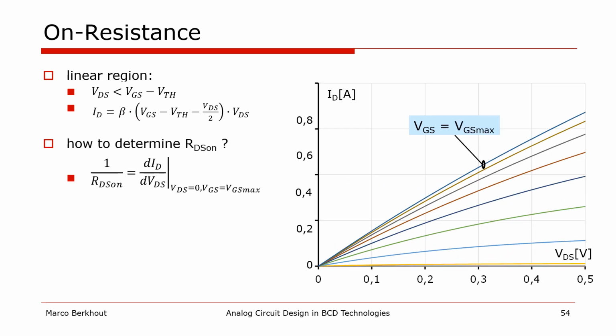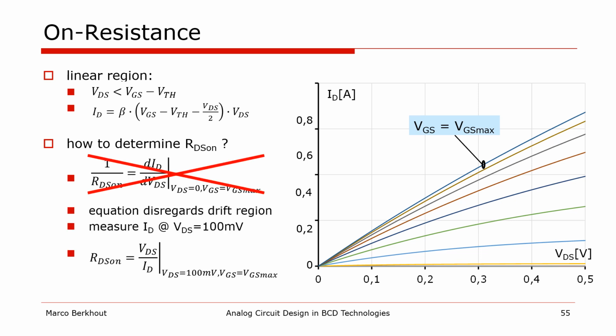Now we want to know the on resistance between the drain and source when we drive the gate with the maximum allowed gate source voltage. To do so, we could take the derivative of the linear region equation. However, unfortunately, the standard equation turns out to be a poor fit for high voltage devices because they disregard the effect of the drift region. So what we do in practice is bias the drain source voltage at 100 millivolts and measure the drain current at the maximum gate source voltage and then calculate the ratio of voltage and current.